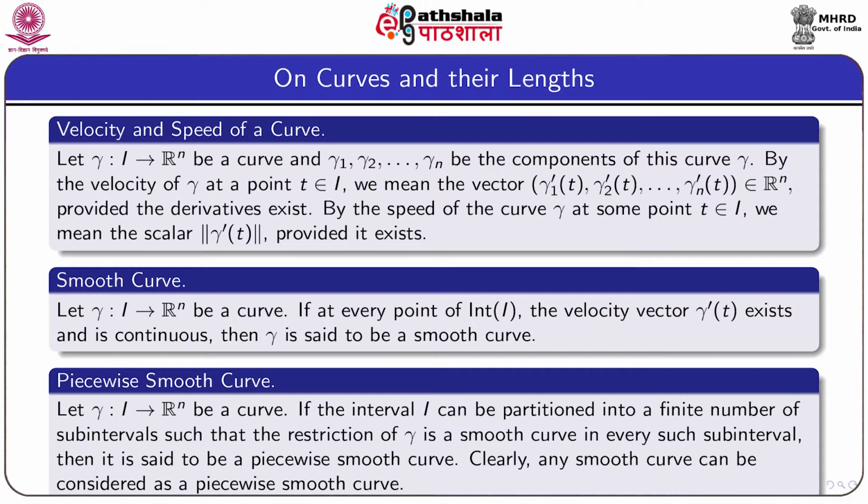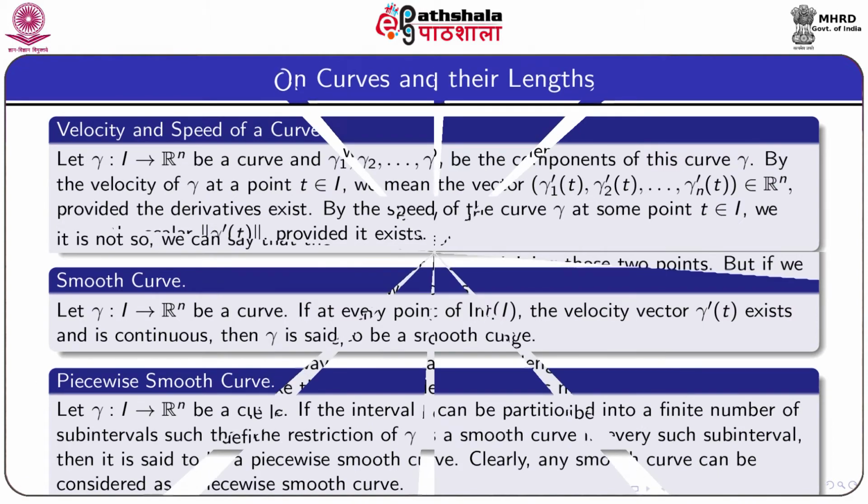Next, we introduce another concept, piecewise smooth curve. Let gamma from I to Rn be a curve. If the interval I can be partitioned into a finite number of subintervals such that the restriction of gamma is a smooth curve in every such subinterval, then it is said to be a piecewise smooth curve. Clearly, any smooth curve can be considered as a piecewise smooth curve.